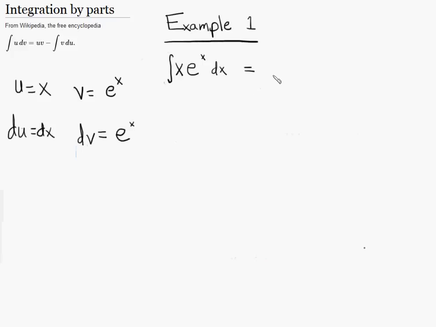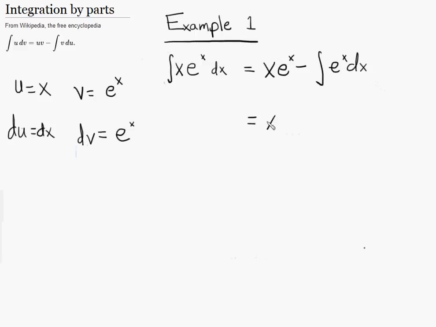And then we just apply our formula, so it's equal to uv, and we have them written down right there. So u is x and v is e to the x, minus the integral of v du. So v is e to the x, du is just dx, and now this integral is something we can solve.